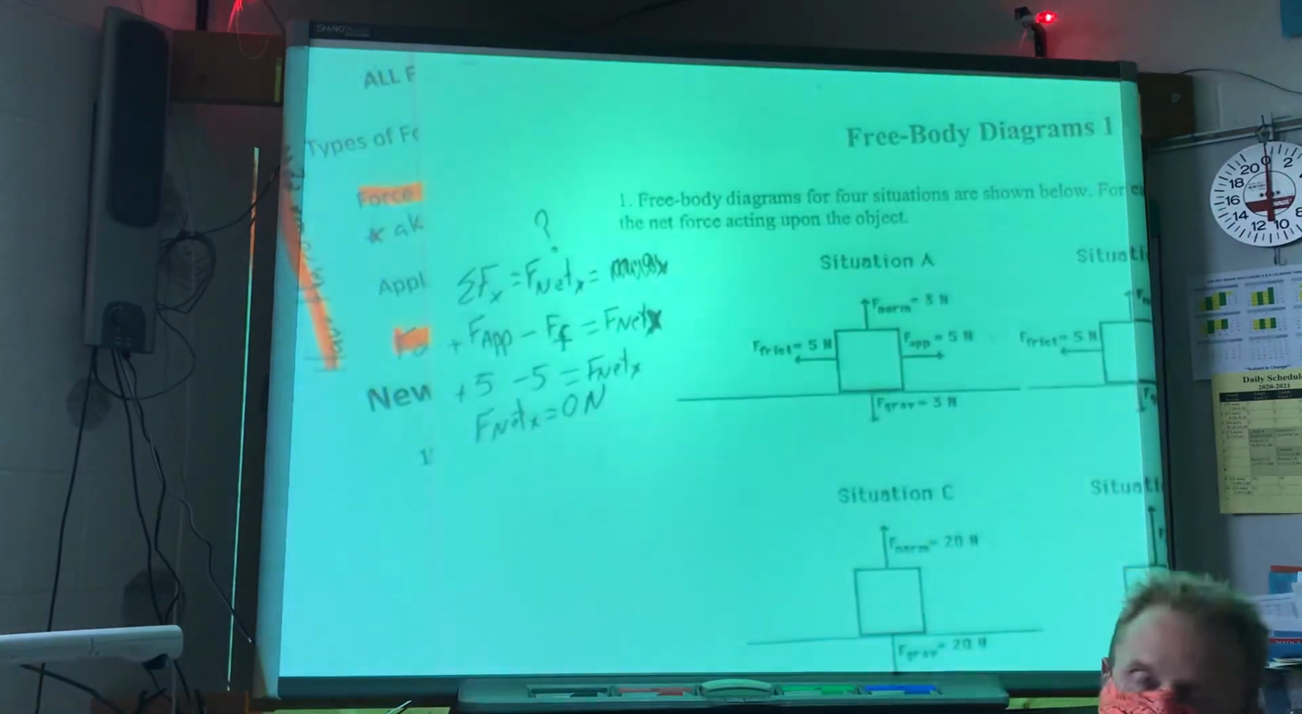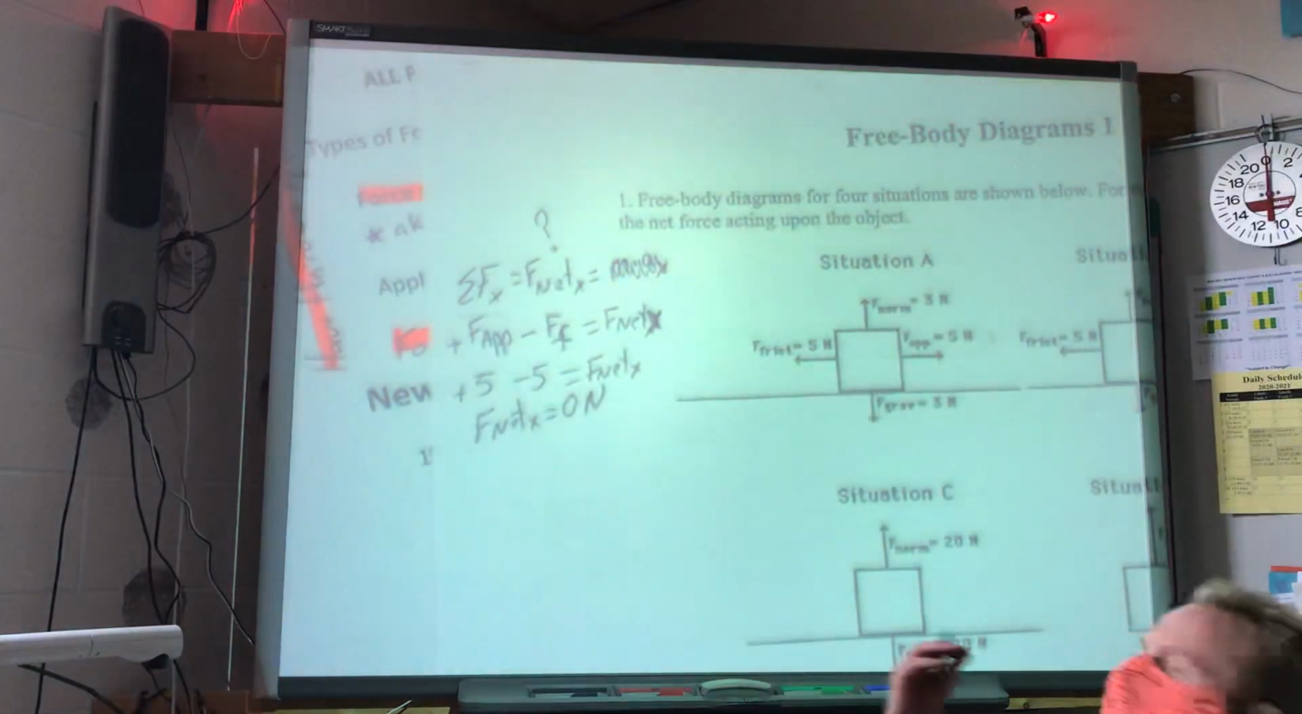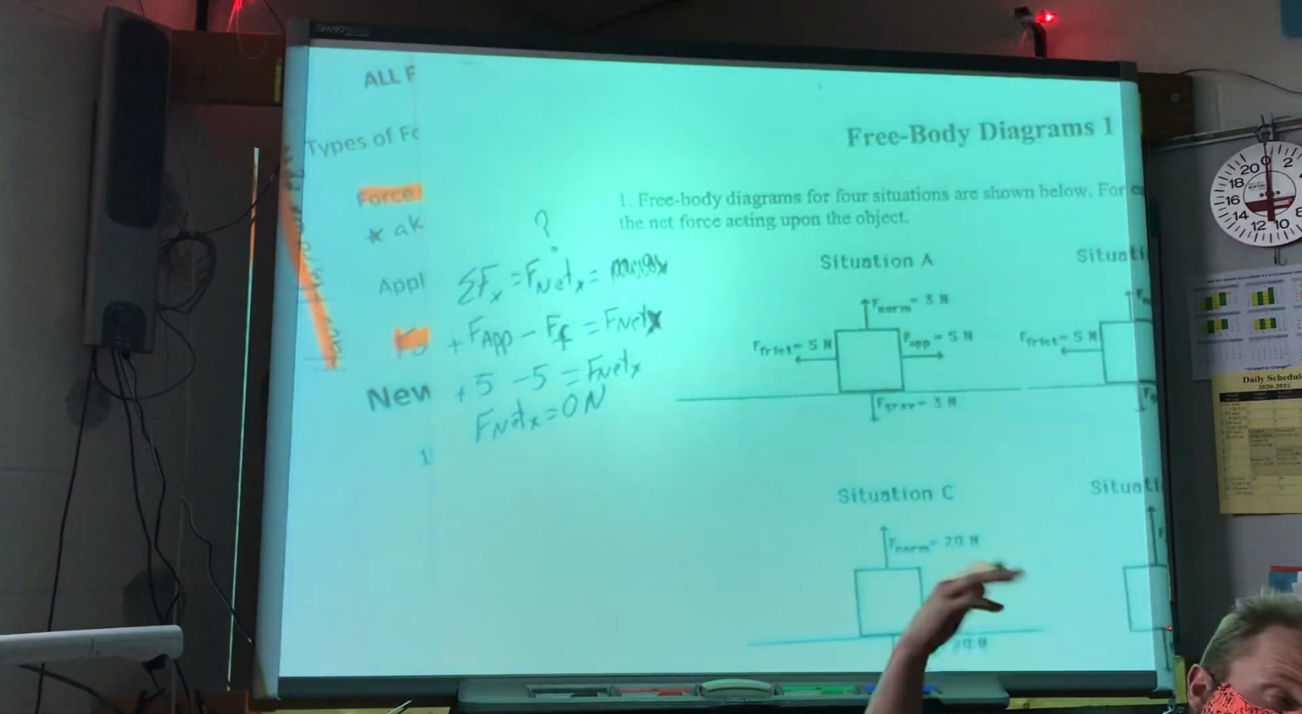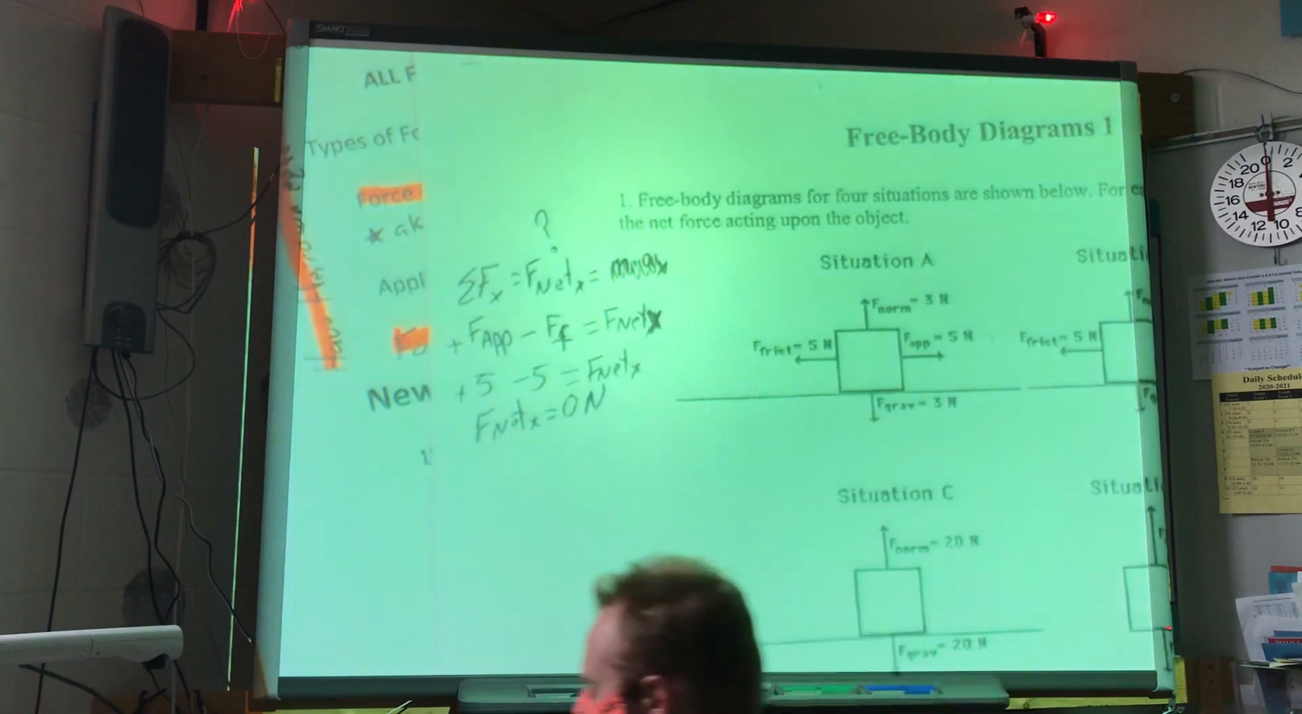So what's my net force in the x direction? 0. What does that mean? It means my forces are balanced. It's not accelerating in the x direction. My velocity is constant in the x direction.